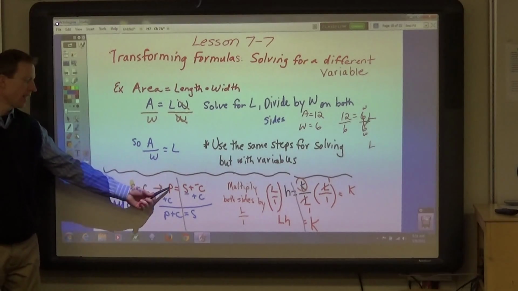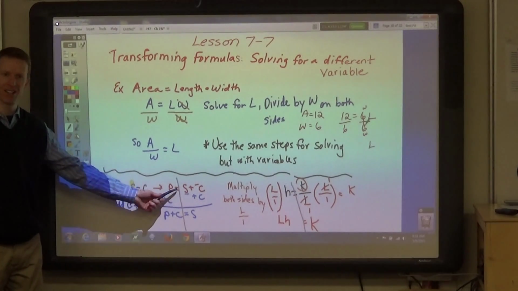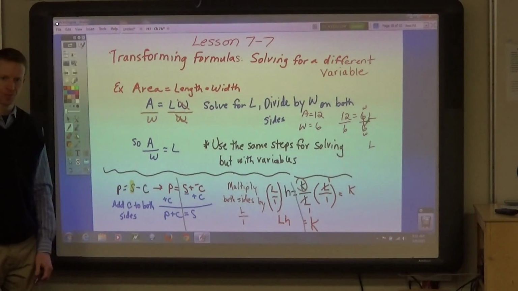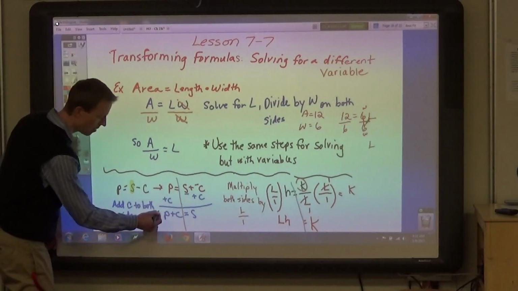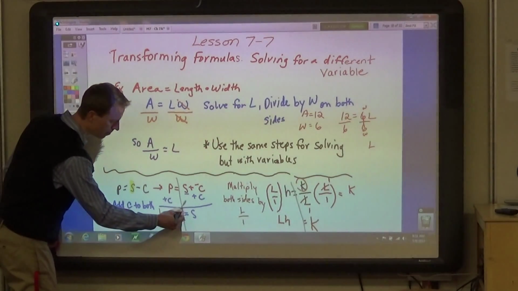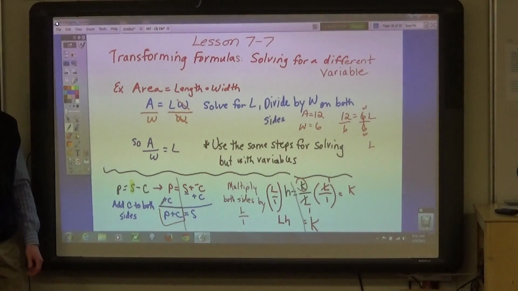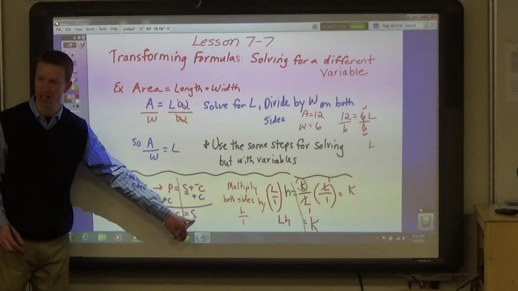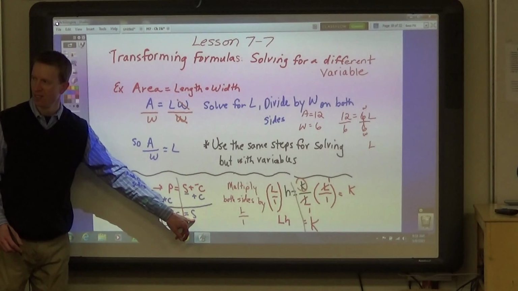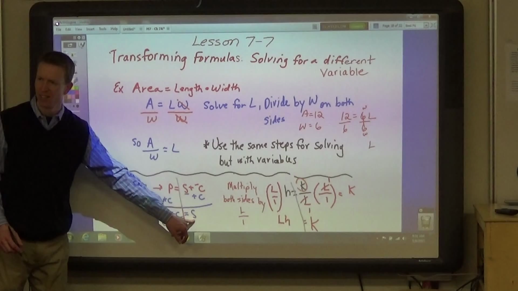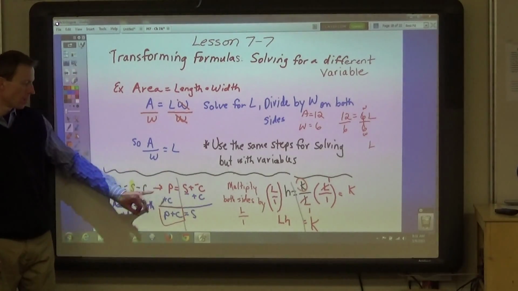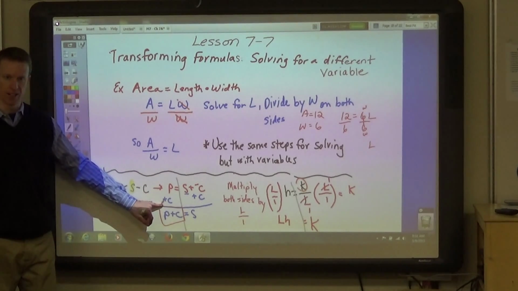Now, we can't add terms that are not alike, right? You can't add one p and one c, so we have to leave it as just p plus c. Okay? And that equals s. Okay? Does that make sense? We're just removing the c from this side, or the negative c, I should say, and adding the c to this side.